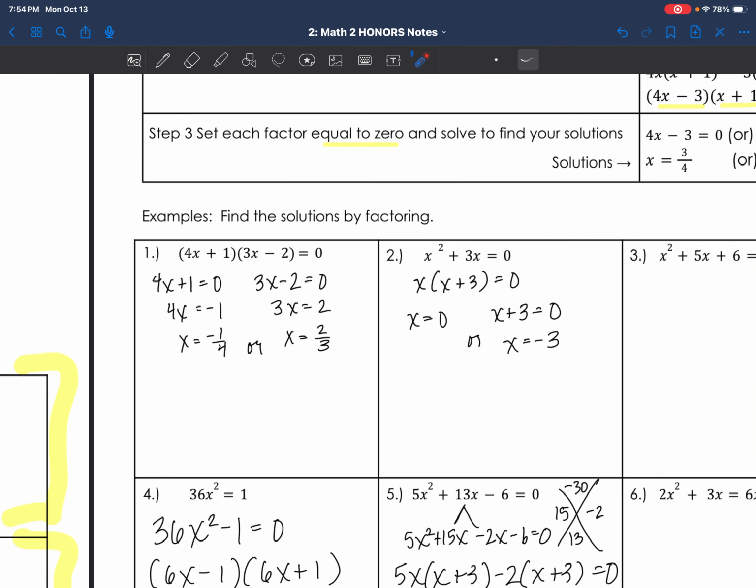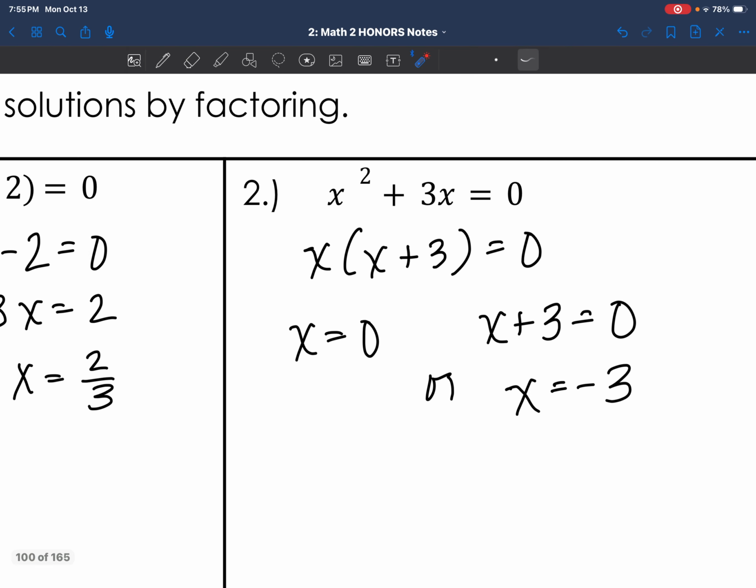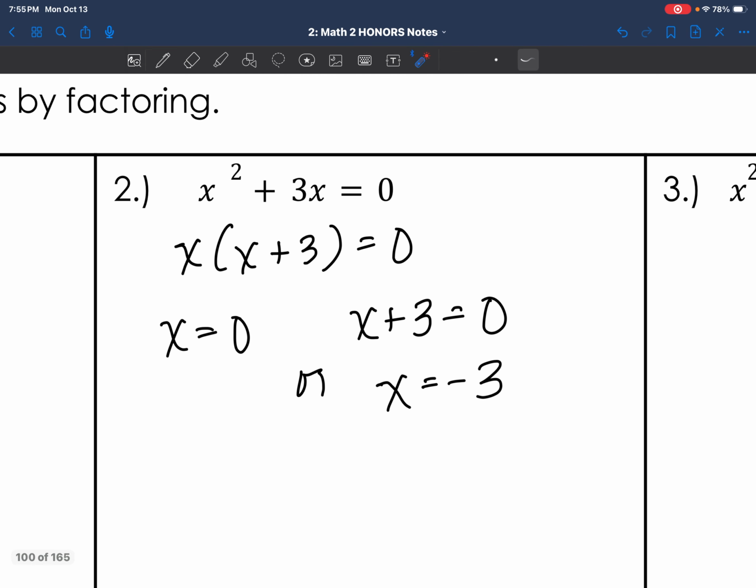All right, so let's go ahead and get started here. Now this is pretty easy because it's already set equal to 0. So we're just going to take this part, equal that to 0, take this part, equal it to 0, and then subtract 1 and divide by 4, and then you get x equals negative 1/4. So here you're going to add 2 and then divide by 3, and x equals 2/3. So your answer is negative 1/4 or 2/3. Now for this guy, don't forget GCF.